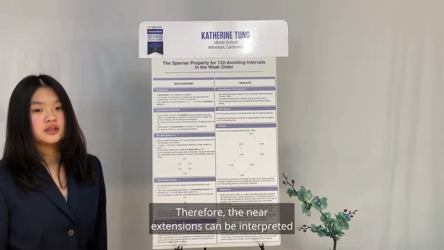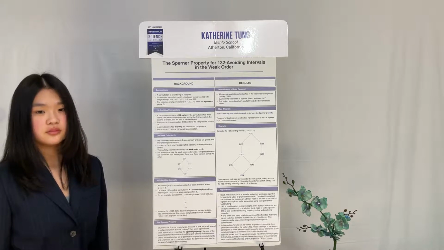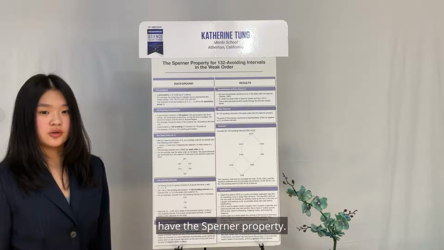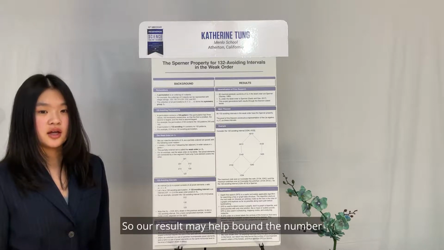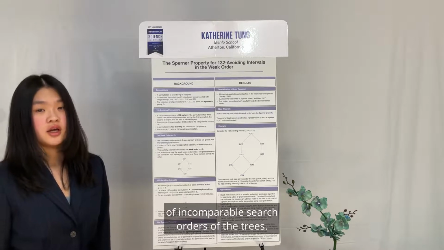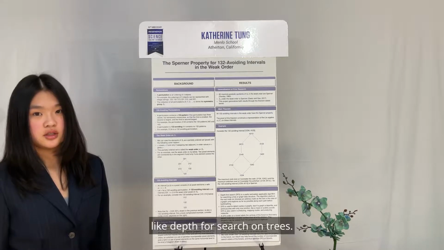Therefore, linear extensions can be interpreted as search orders on the trees. We have shown that 132 avoiding intervals have the Sperner property, so our result may help bound the number of incomparable search orders of the trees, and thus optimize search algorithms like depth first search on trees.